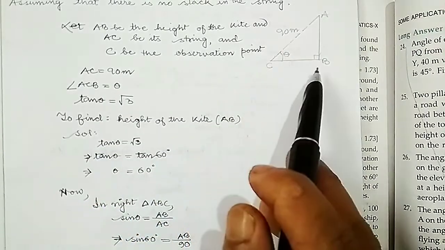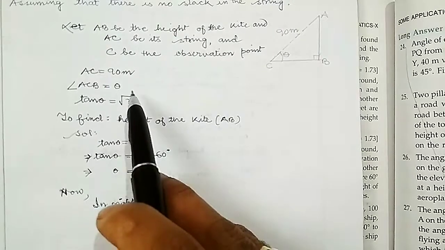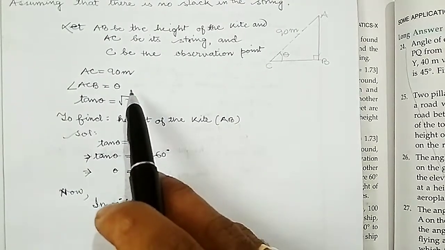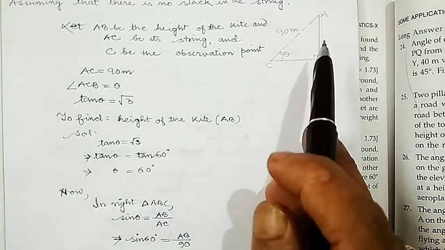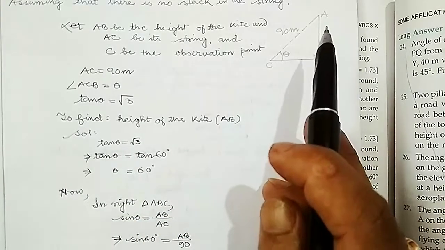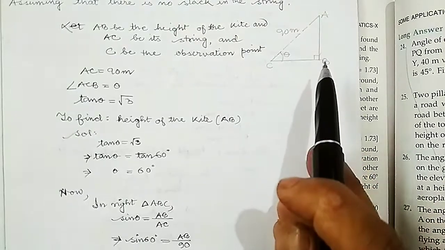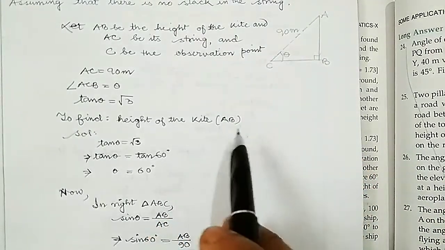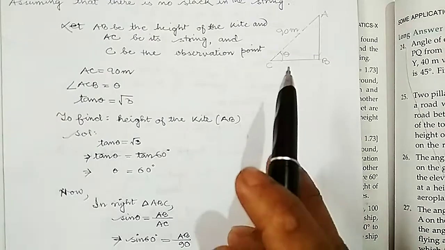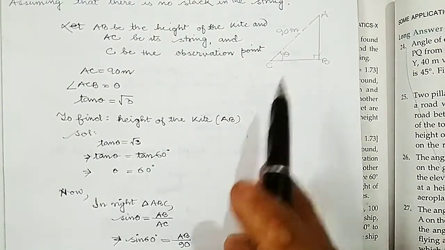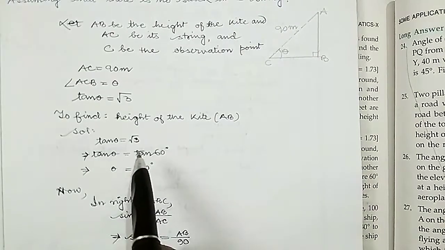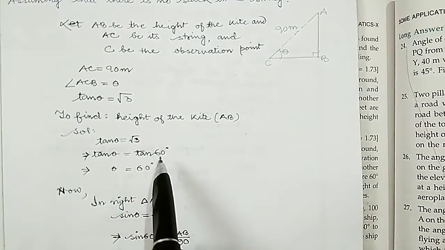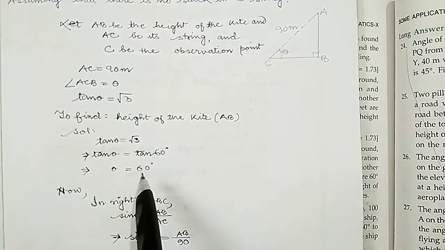Angle ACB, let it be theta, and here theta is not given directly, rather it is given tan theta equals root 3. And we have to find the height of the kite. A is the position of the kite, that means AB is the height of the kite from the ground, so height of the kite is AB. Now since theta is not given, first of all we have to find theta from this. We know tan theta equal to root 3, it is given in the question, and root 3 is tan of 60 degree, so tan theta equal to tan 60, which means theta equals 60.